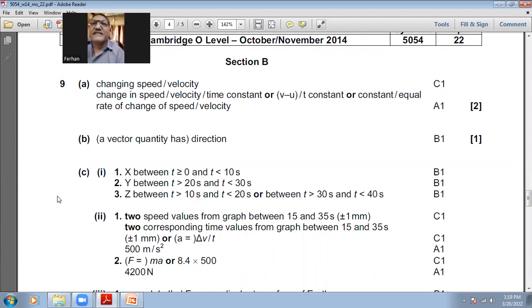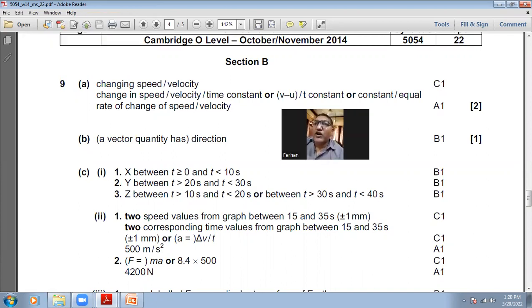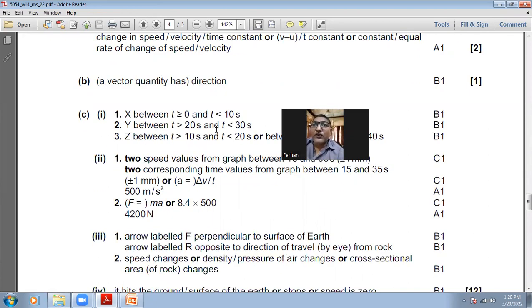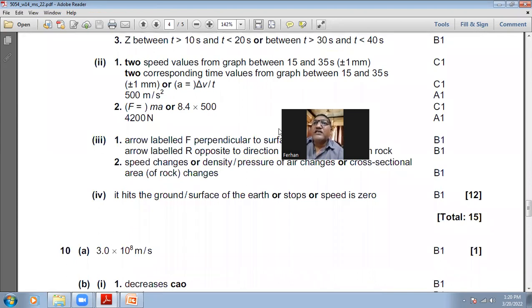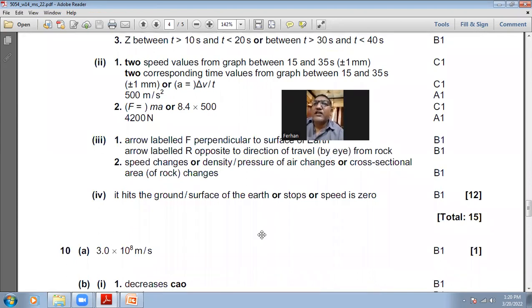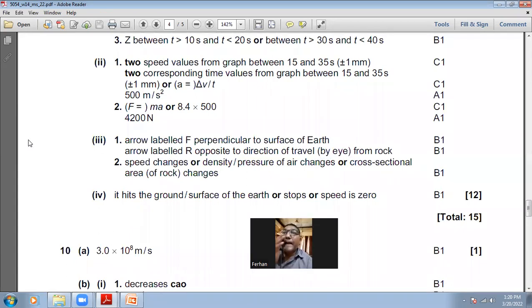So I have already checked my answers with the marking scheme, and you can pause the video and take your time and read this marking scheme carefully. I can tell you that our answers are right, and I have already checked it, but the marking scheme is coming up on your screen.